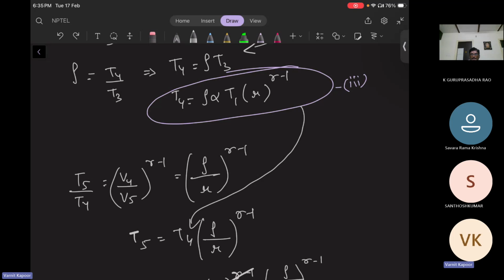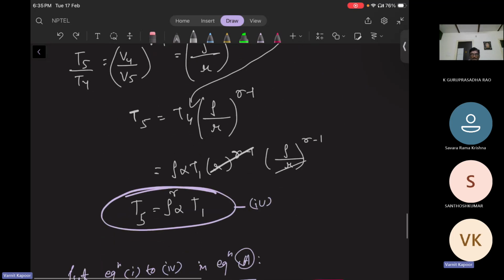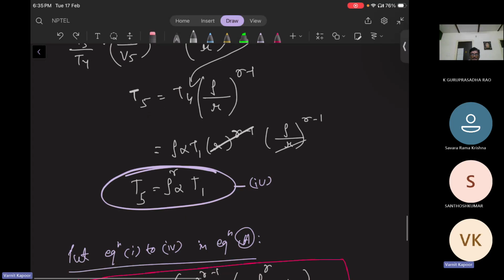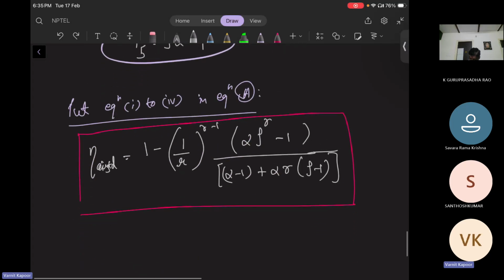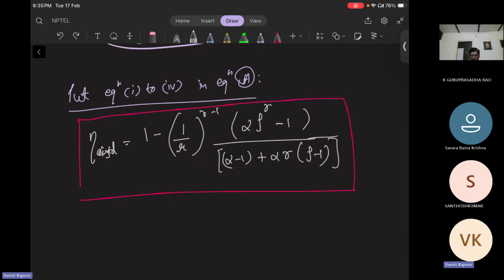Again, T4 we know from this equation. Number 3, put this and you get T5 in terms of T1 again. Put all these equations 1 to 4 in equation A, and you will get the final air standard efficiency, because in the numerator and denominator T1 and T1 will finally cancel out. So it will not be dependent on temperature anymore. This is your final air standard efficiency.